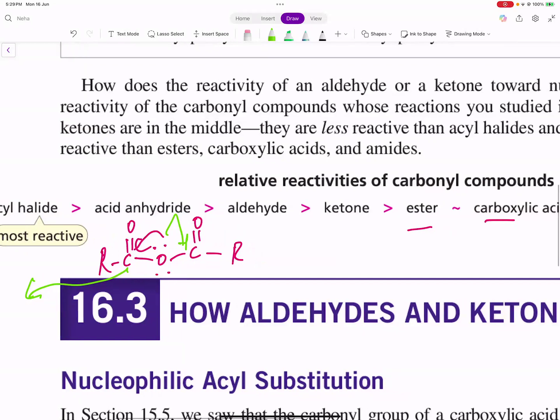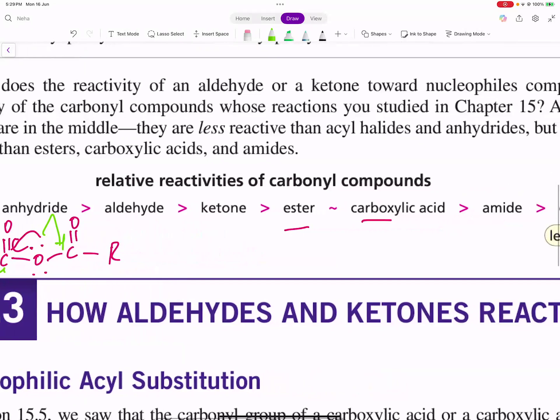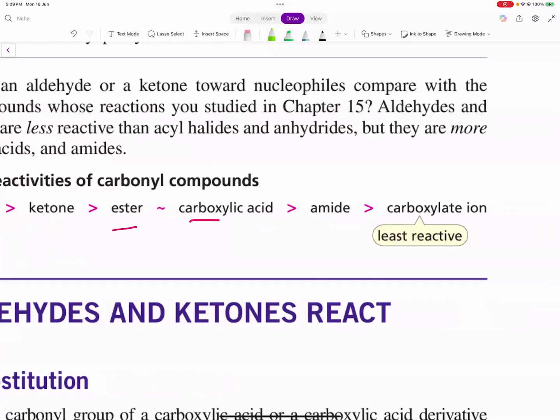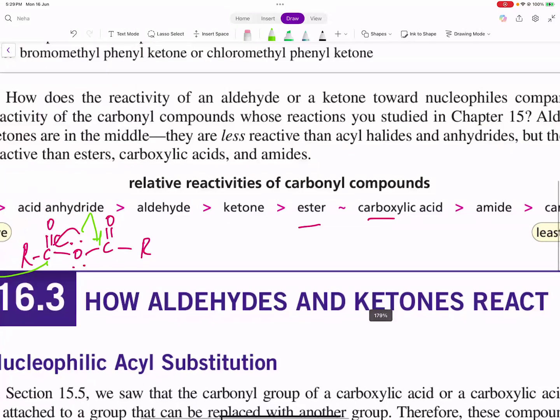Then aldehyde and ketone are more reactive, then ester and carboxylic acid, then amide is restricted, and obviously carboxylate anion does not react because it is negatively charged, so the nucleophile will not come here. How is ester reactivity? Because the OCH3 group will contribute on one side.